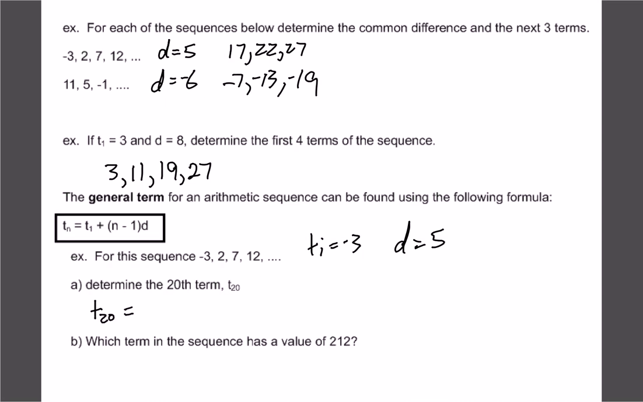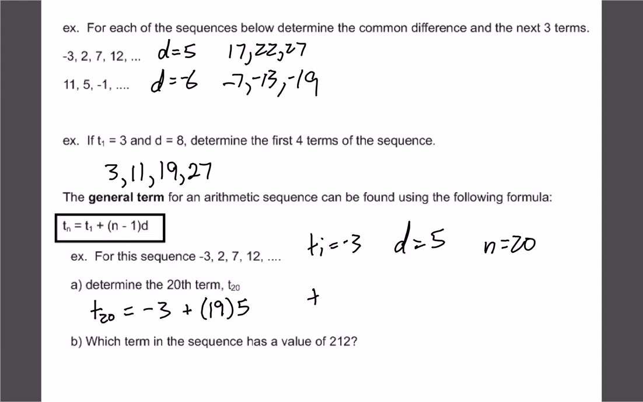So that means our 20th term will be our first term, so -3, plus, and quite often we're going to write this a couple different ways. So we're going to write it in this case as n-1. So n is standing for our 20th term. So we're looking for the 20th one in the list. So we'd put 20 minus 1, which would be 19, and our common difference was 5.